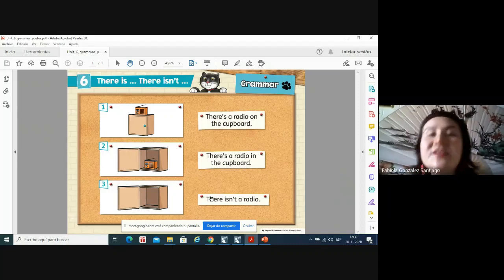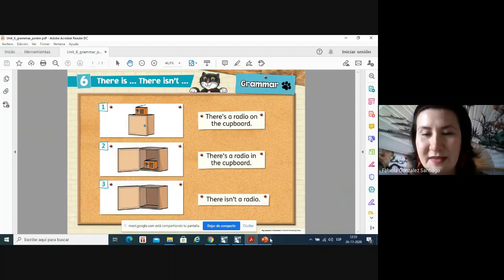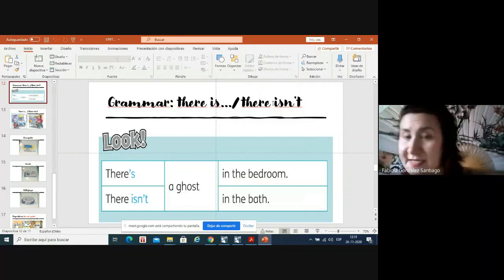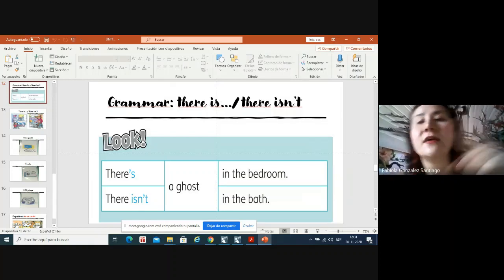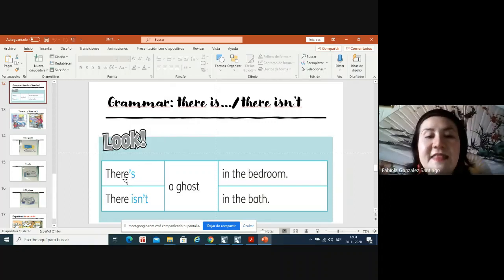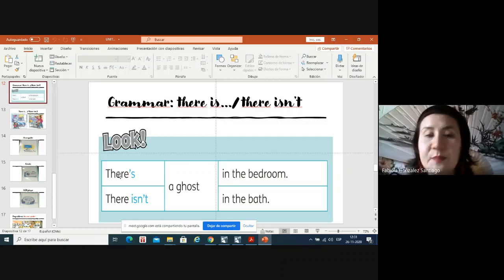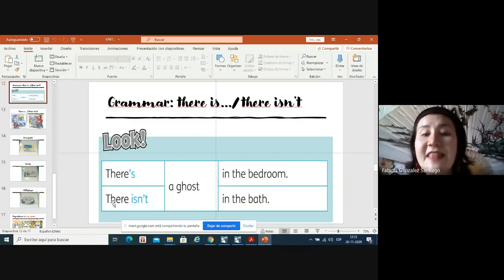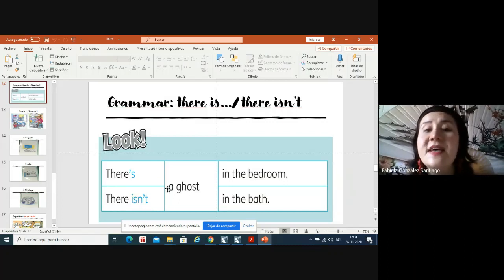Okay, so let's do some more practice. Come with me. So we've got the grammar, there is, there isn't. Recordar, hay, no hay, there is, there isn't. Look. There's a ghost in the bedroom. Hay un fantasma en el dormitorio. There's a ghost in the bedroom. There isn't. No hay. There isn't a ghost in the bath. No hay un fantasma en la bañera. There isn't a ghost in the bath.